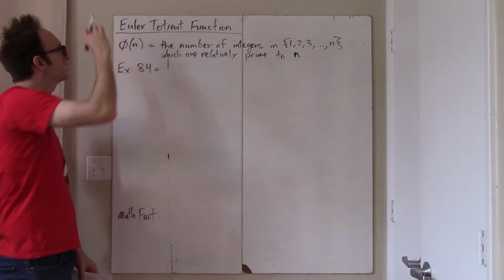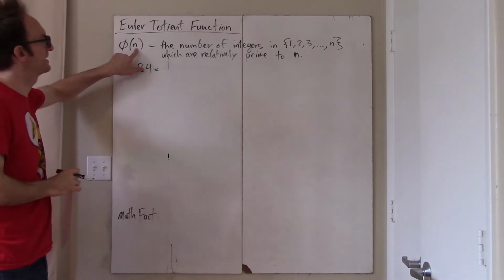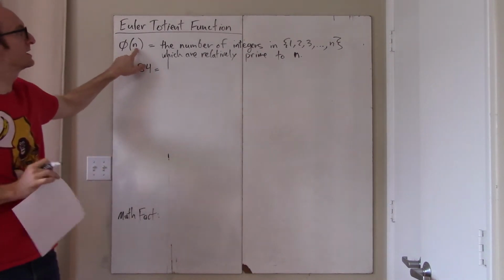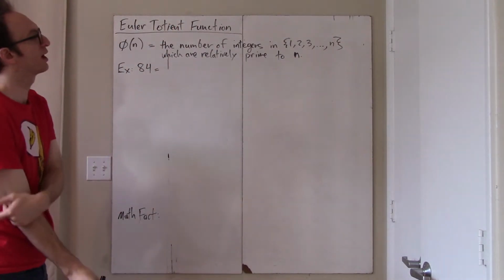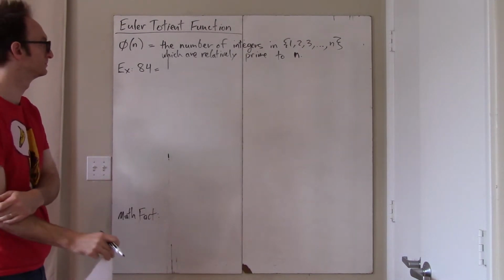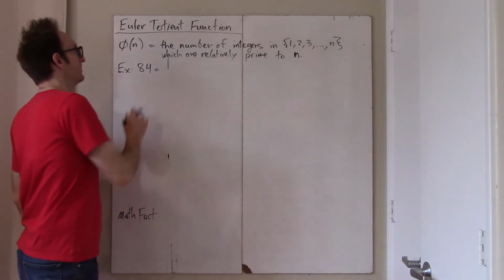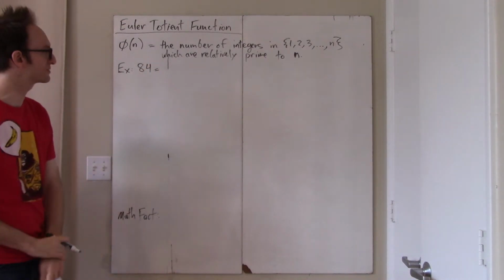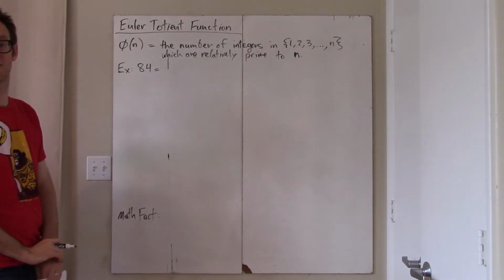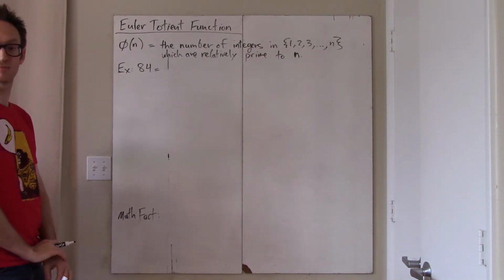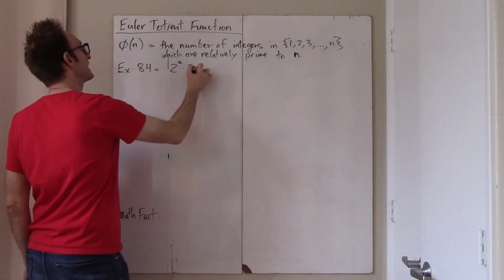It says it's the number of integers. So for a given positive integer n, it's the number of positive integers up to and including n which are relatively prime to n. For example, take some number like 84. What is the prime factorization of 84? That's 2 times 42, which is 7 times 6, which is 2 times 3 times 7. So I guess that's 2 squared times 3 times 7.